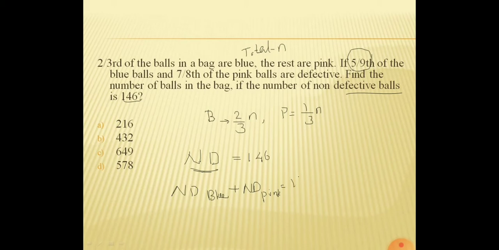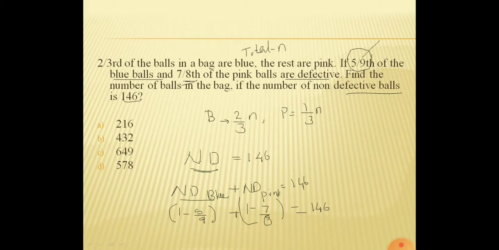Non-defective of blue plus non-defective of pink is equal to 146. Since 5/9 of the blue balls are defective, the remaining will be non-defective, so 1 minus 5/9 of blue will be non-defective. In the same way, 7/8 of pink are defective, which means 1 minus 7/8 of pink will be non-defective. That is equal to 146.